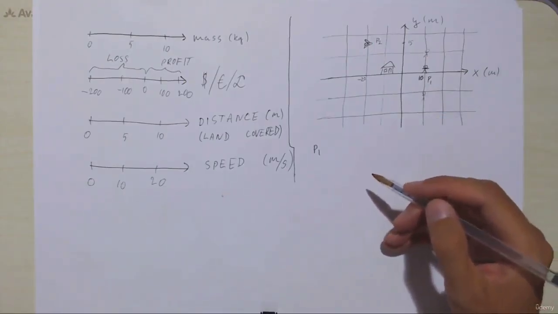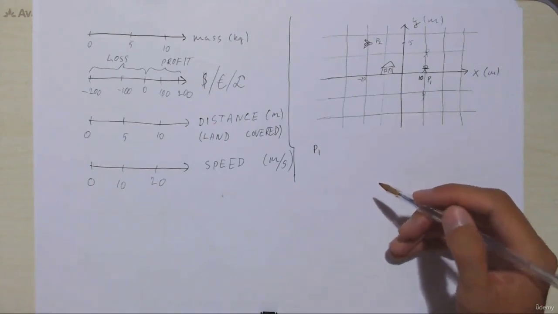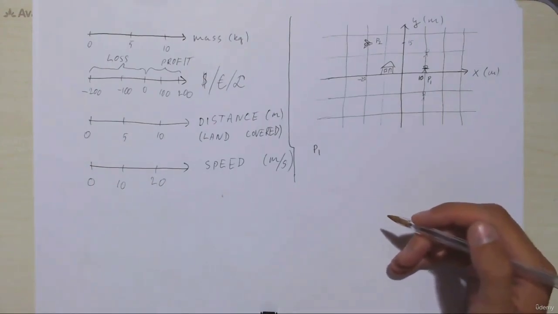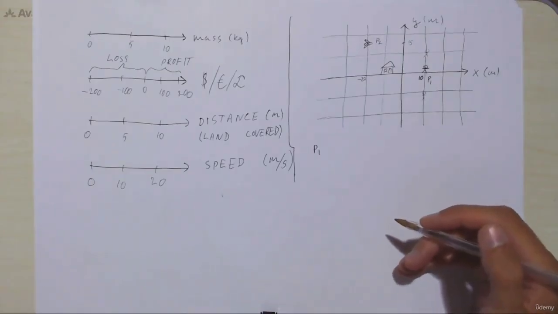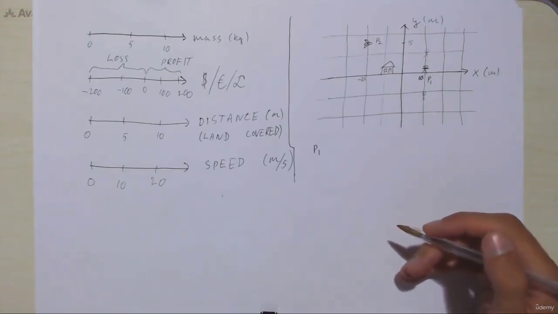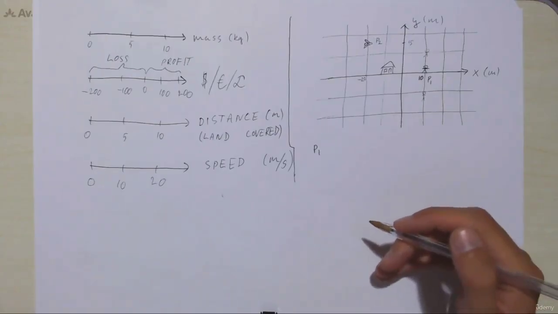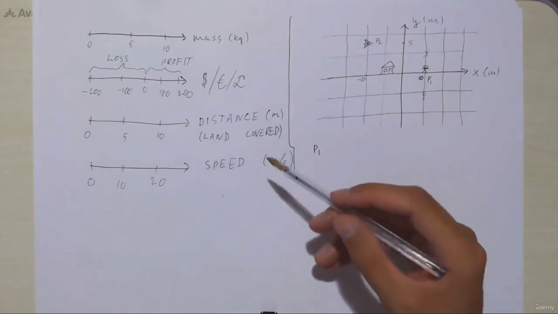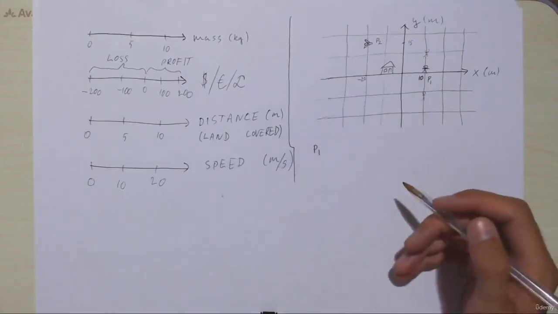And for that, we use vectors. The mathematicians have invented vectors, and vectors are tools that enable us to capture information that requires more than one number line, right? So we have more than one number line, and we use vectors to capture information.